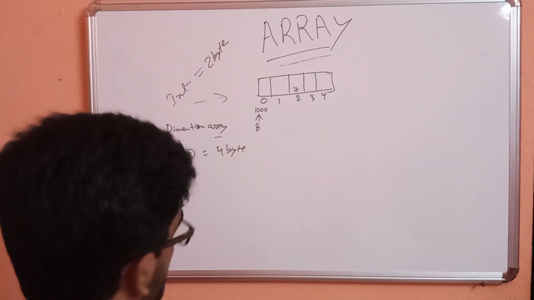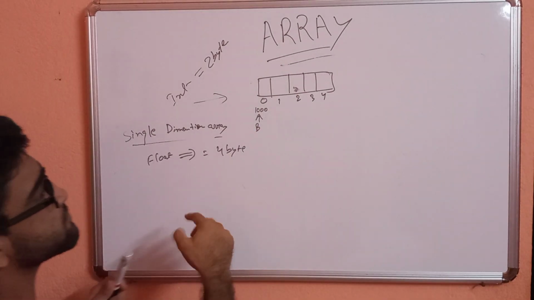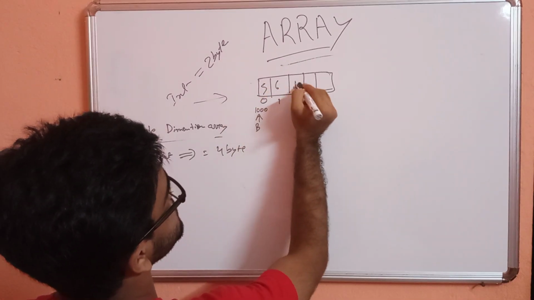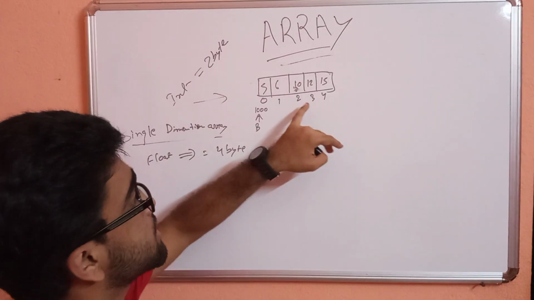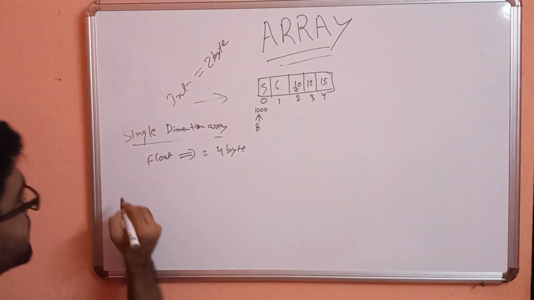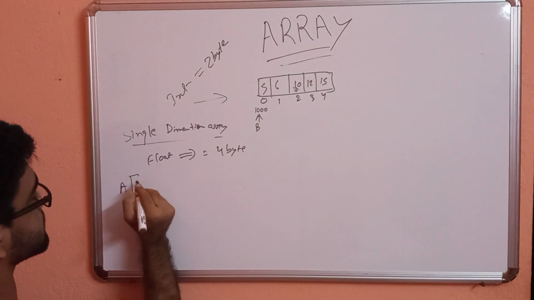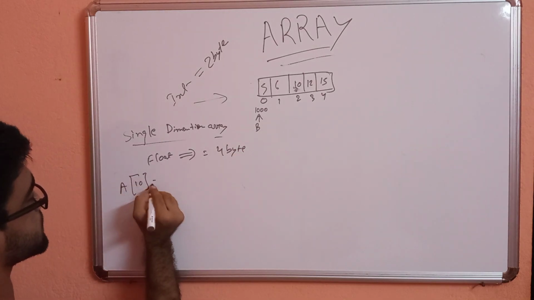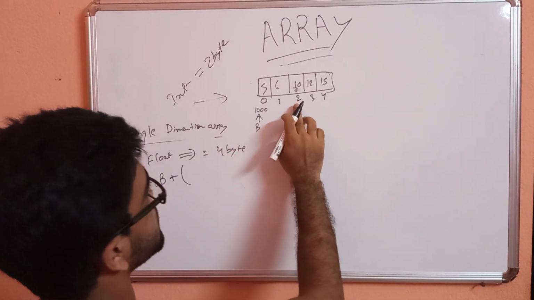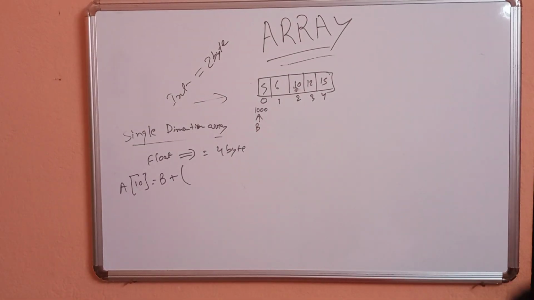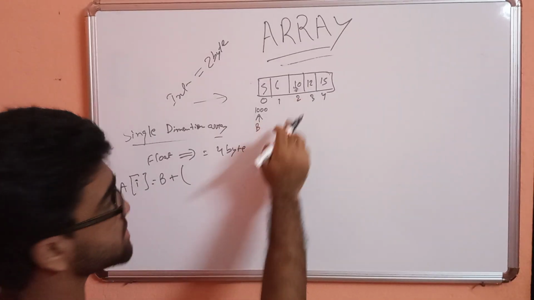So how is the address calculation done for a single dimensional array? Let's think of the elements 5, 6, 10, 12, 15. If we want to calculate the address of element 10, how will it be done? 10 is present at index 2. So we will consider the base address plus I, where I means the index where the element is present.